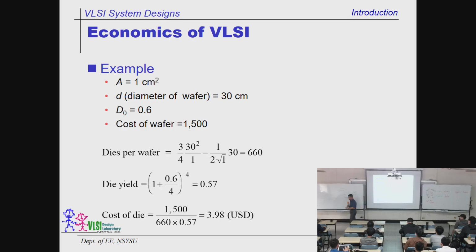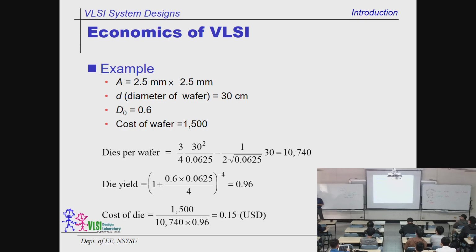Check this out. Now this company hired a very good designer. Now he can carry out the design with the area of 2.5 millimeter times 2.5 millimeter. The size has become like 1/8 of the original design. Everything else stays the same: the wafer size, the D0, the cost of everything.